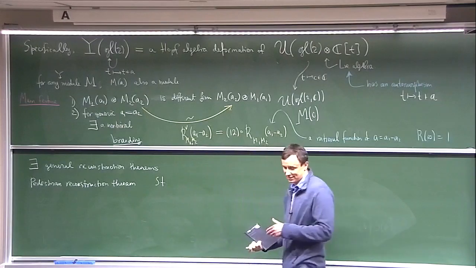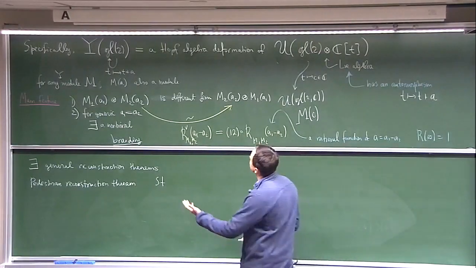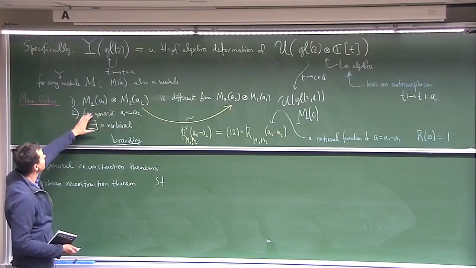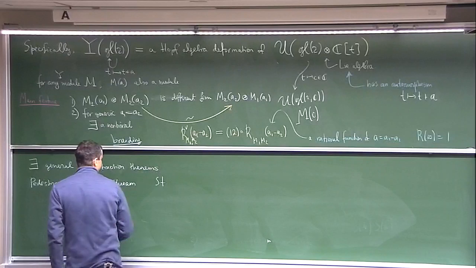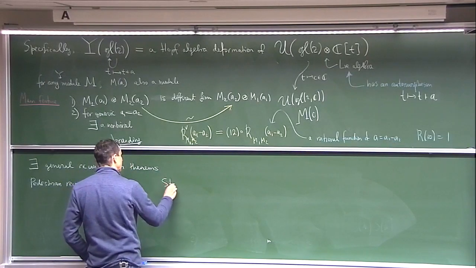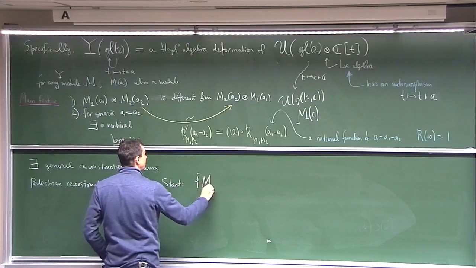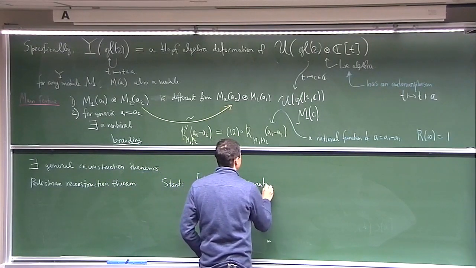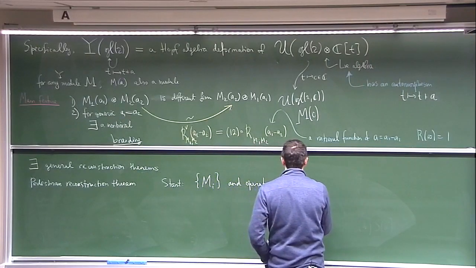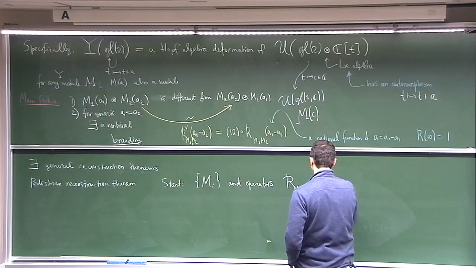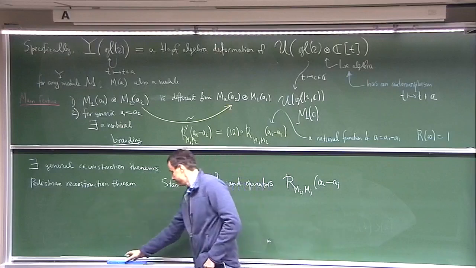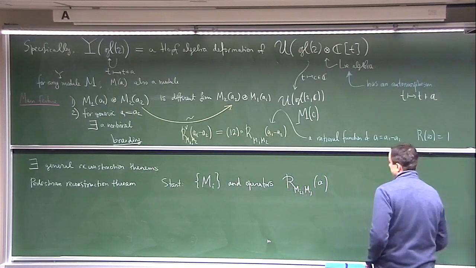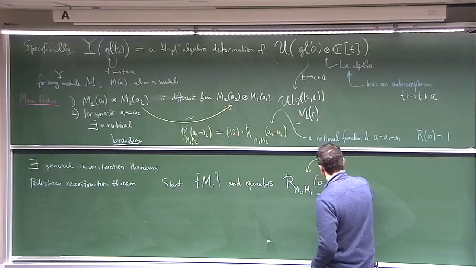The ingredient of this pedestrian reconstruction theorem is a bunch of vector spaces, or like I said, you can consider a module over some ring, or vector spaces over a field, good enough for us. Now you start with a collection of vector spaces M_i, and operators R_{M_i M_j}(A_i minus A_j), of some variable A. And this operator is a rational function. Okay.